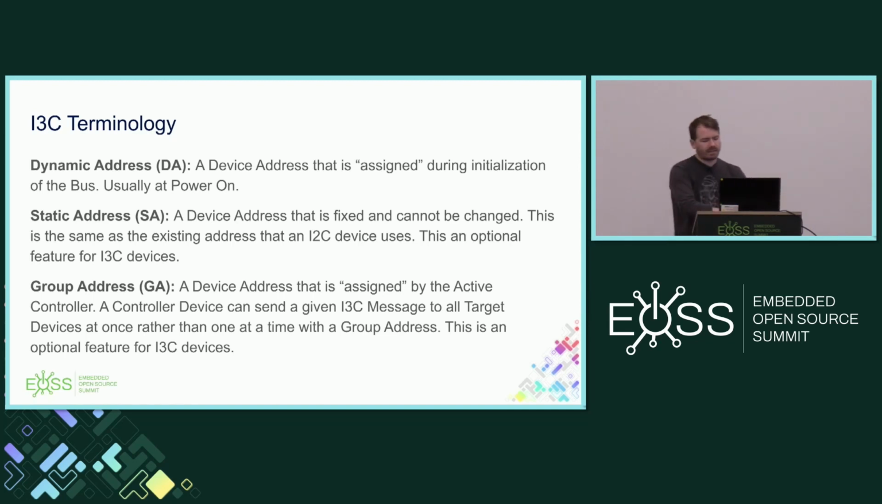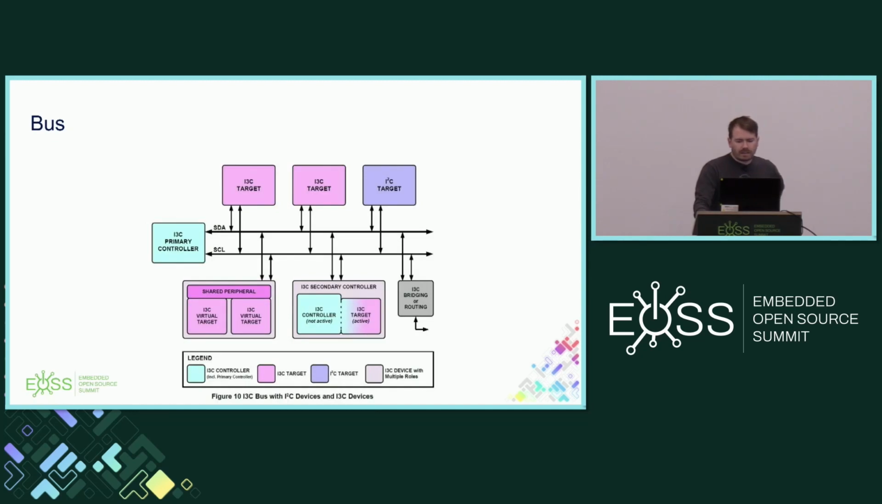There are also group addresses, which came with the I3C version 1.1 specification. This is a separate address from the dynamic address, where a controller can assign a group address to a group of sensors or a group of cameras, for example. That way, messages can be written all at one time to multiple devices. The bus is very similar to how you see I2C. It is also backwards compatible with I2C targets, so an I2C target can exist on an I3C bus.